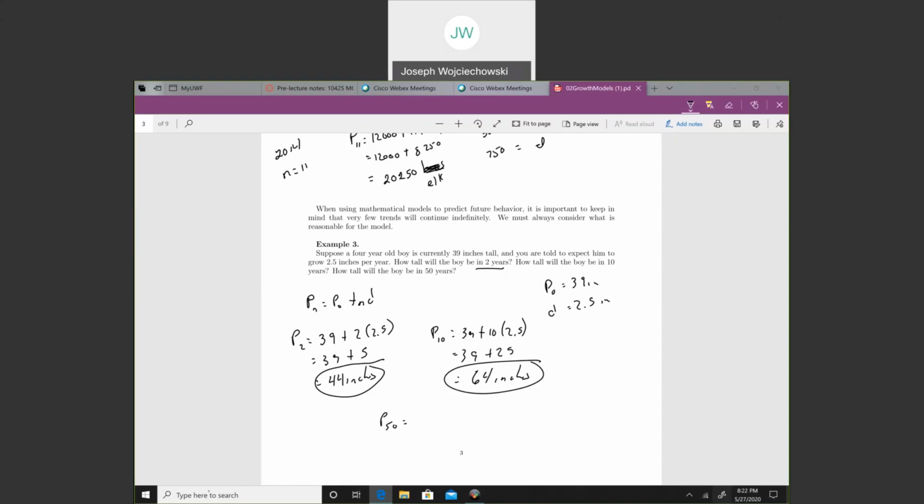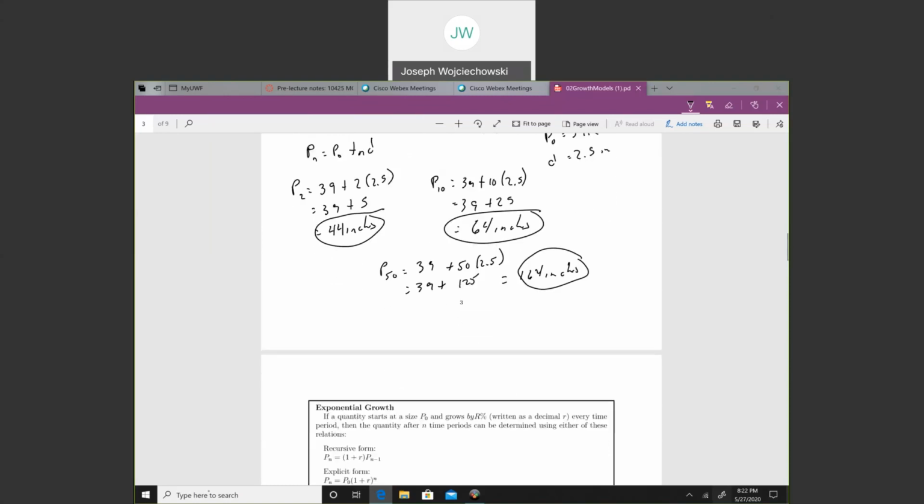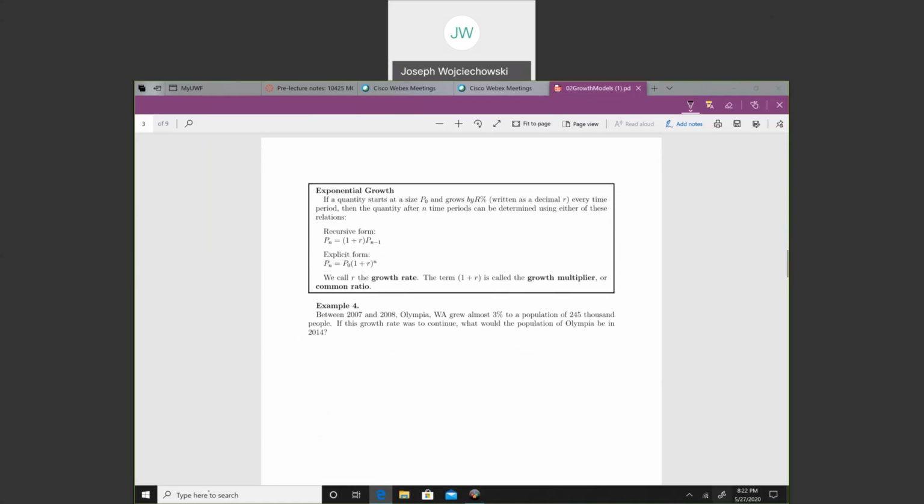p sub 50 is equal to 39 plus 50 times 2.5. 39 plus 50 times 2.5 is 125, so 164 inches. So 13 feet 8 inches roughly. So as you see, our formula falls apart as time passes. And the next thing we're going to talk about is exponential growth.